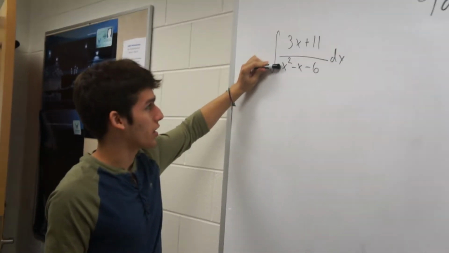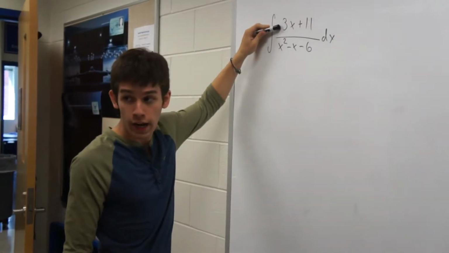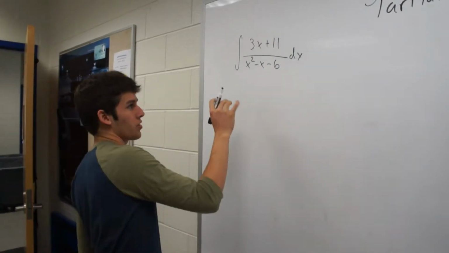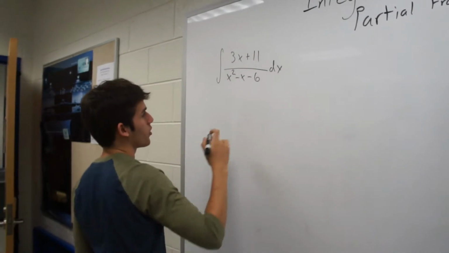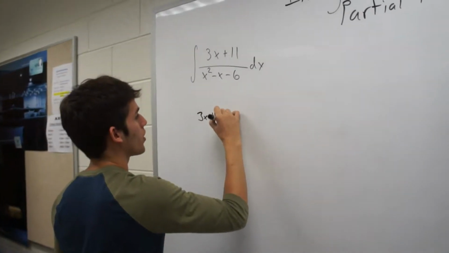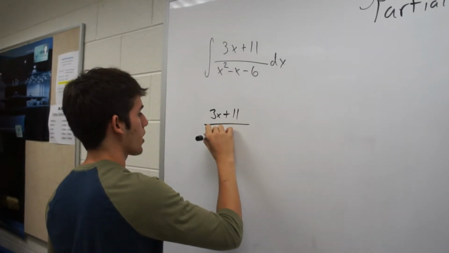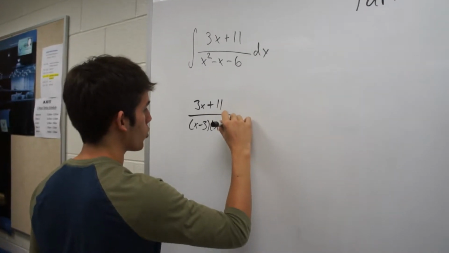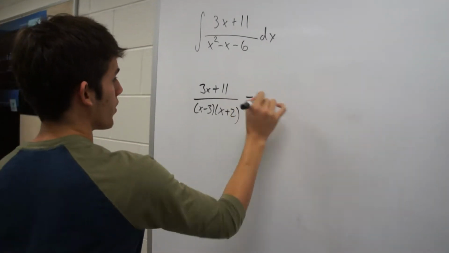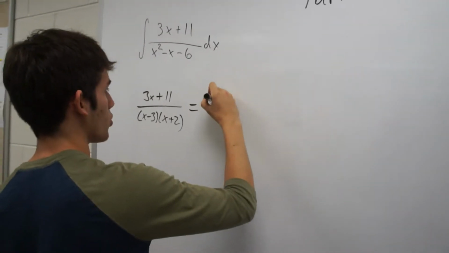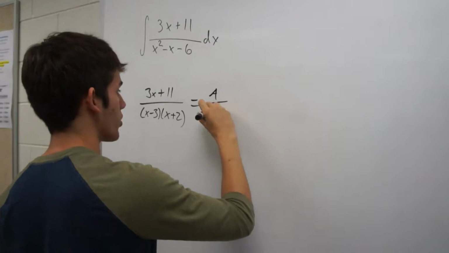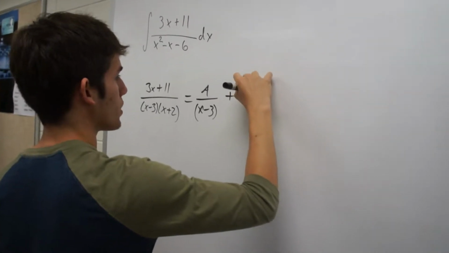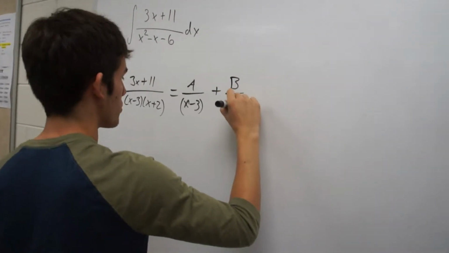Okay. But this has a higher degree than this one, right? Okay. So you have to factor the bottom. So you're basically going to start by factoring this bottom part. So we still have the top, but on the bottom instead we have x minus 3 times x plus 2. And then this is equal to, when you split it apart, a over x minus 3 plus b over x plus 2.